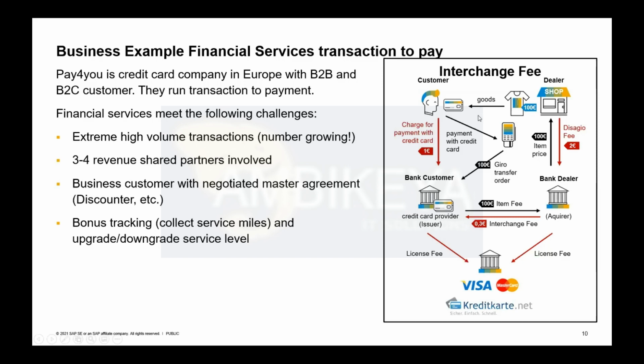Here on the picture, you can just imagine what the transactions are. If a customer buys a good with a credit card, we have an original price, and then they are transacting between the bank customer and the bank dealer. We have charges for different transactions, and we have to handle different license fees according to the use of these credit card companies. So this is extremely complex according to the involved partners, and we have a very high volume transaction business here.